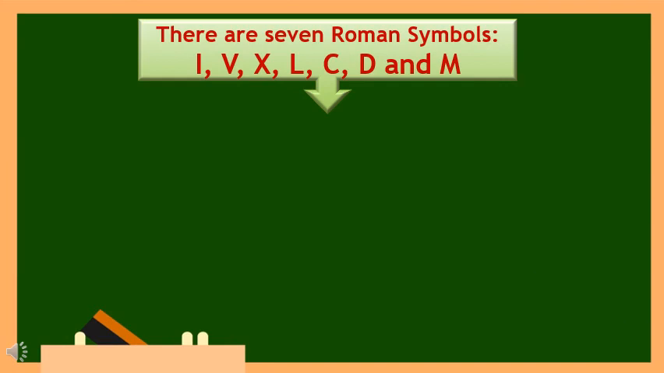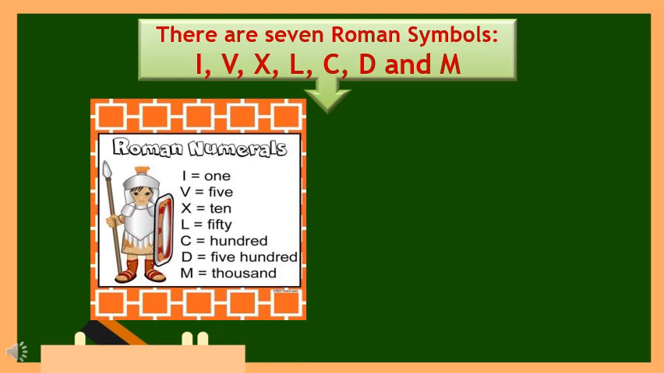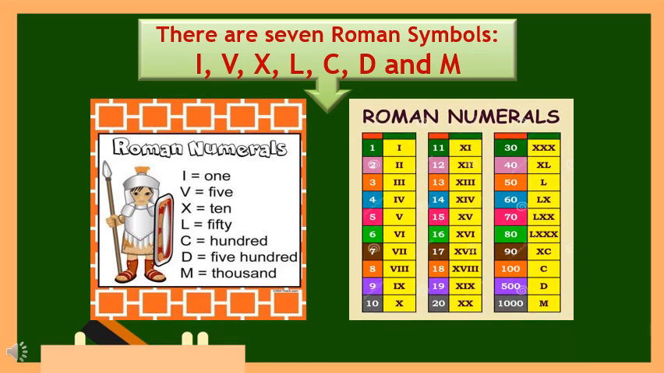There are 7 symbols for writing Roman numerals. They are I, V, X, L, C, D and M. Using these 7 symbols, you can write any Roman number. I is for 1, V is for 5, X equals 10, L equals 50, C equals 100, D equals 500 and M equals 1000.